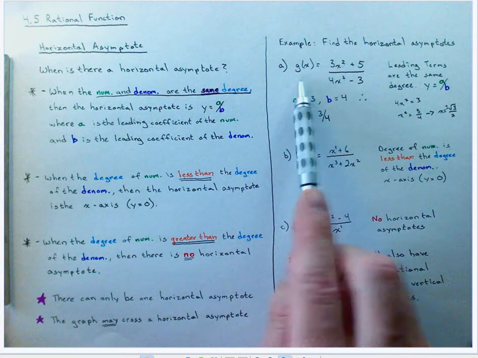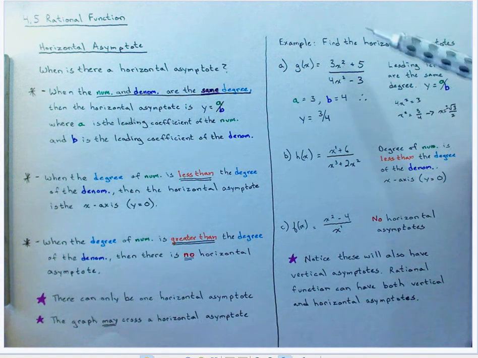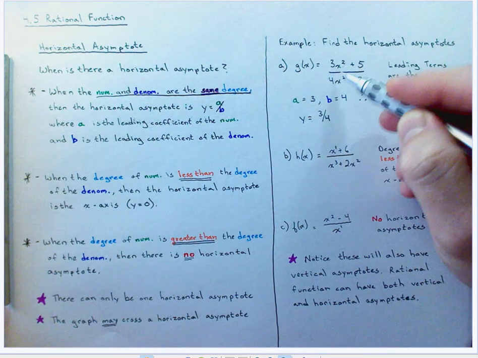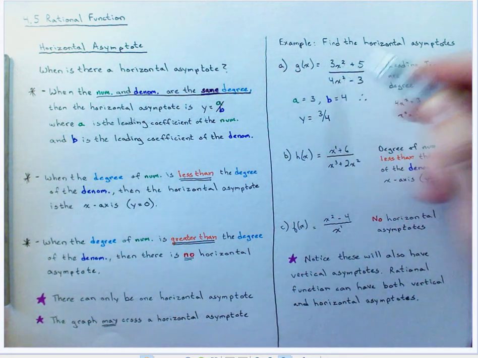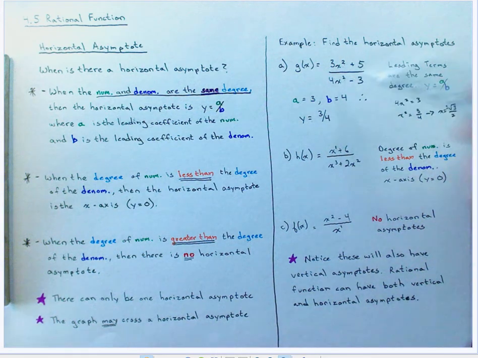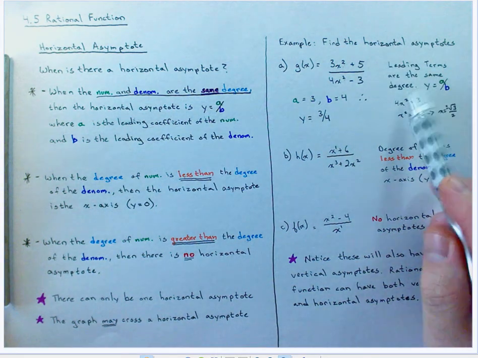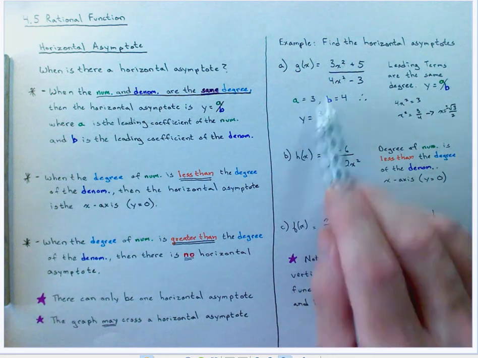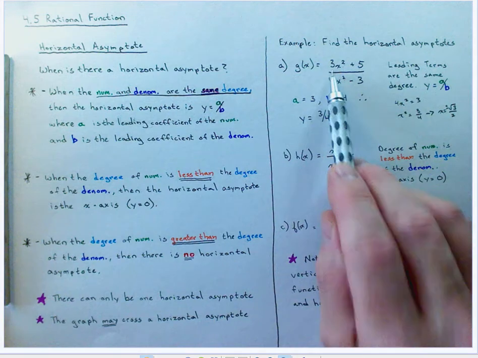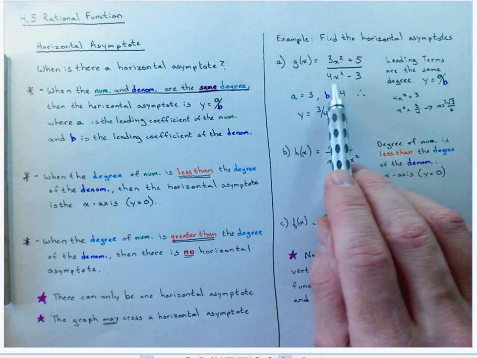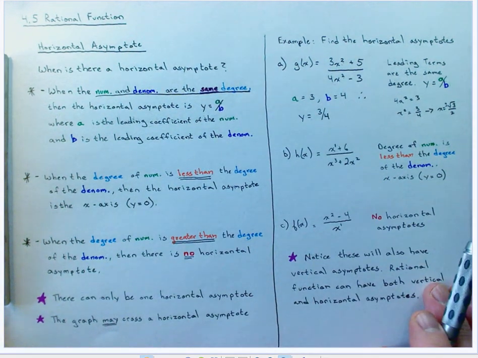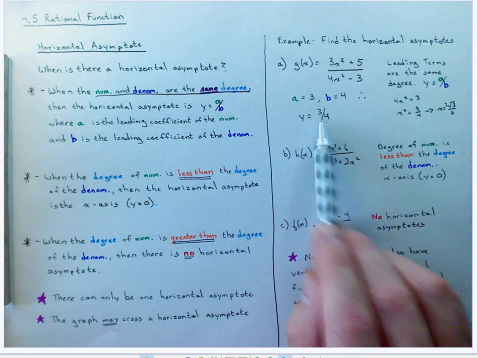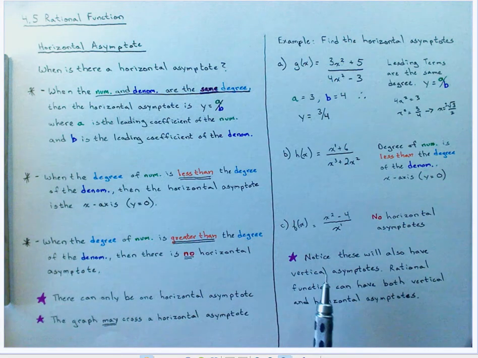Given the function g of x, if I look at the leading terms in the numerator here and in the denominator here, I see that both are to the same degree. Therefore, the leading terms are the same degree. I will use y equals a over b, where a is the leading coefficient in the numerator and b is the leading coefficient in the denominator. My horizontal asymptote is simply y equals 3/4, a horizontal line.